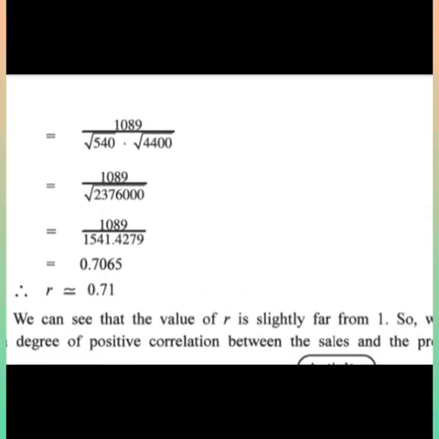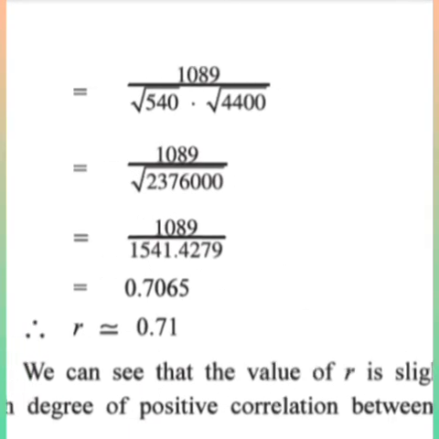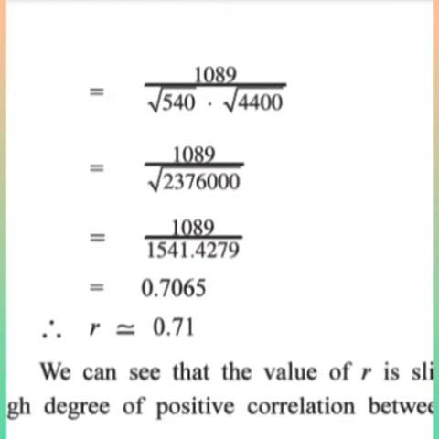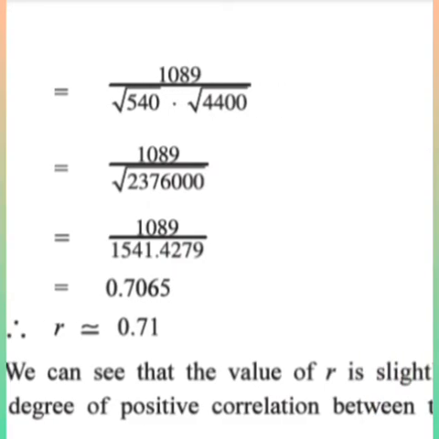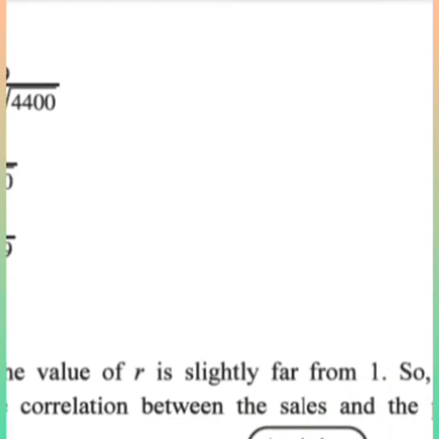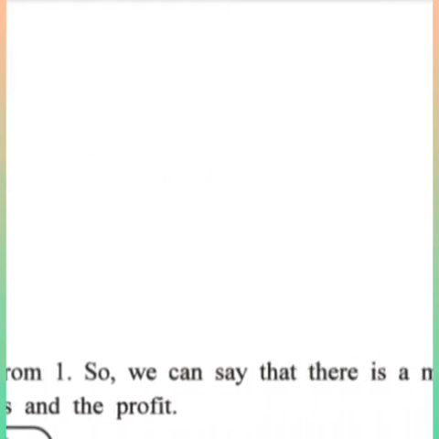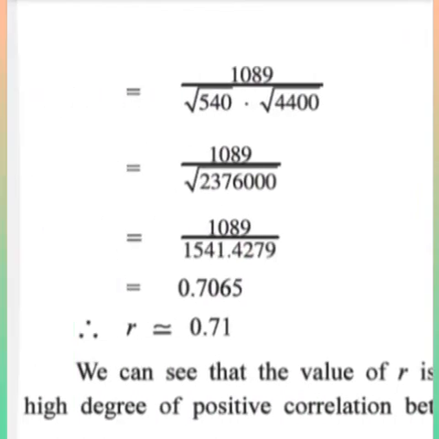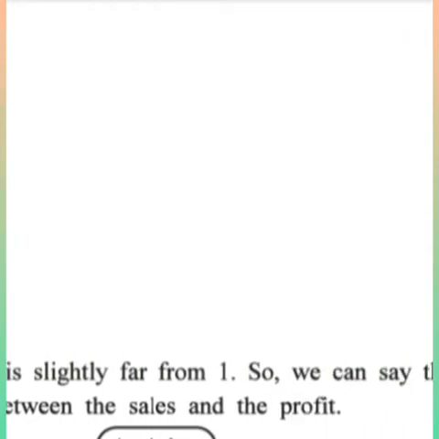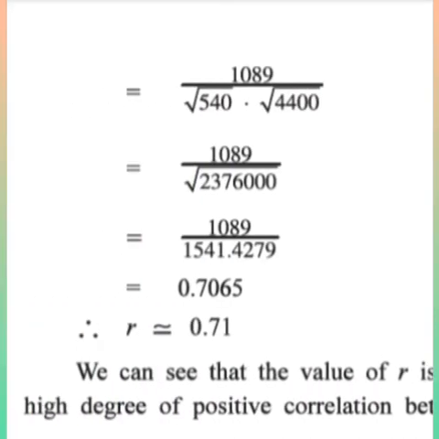Here is the same sum, right? Putting up all the values, you got 0.7065. Just approximate, the value is 0.71. Again a positive correlation. See the interpretation. We can see that the value of r is slightly far from 1. So we can say that there is again a moderately high degree of positive correlation between the sales and the profit. That is our interpretation.